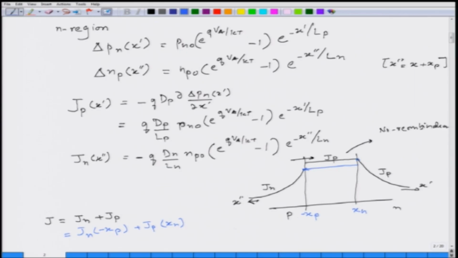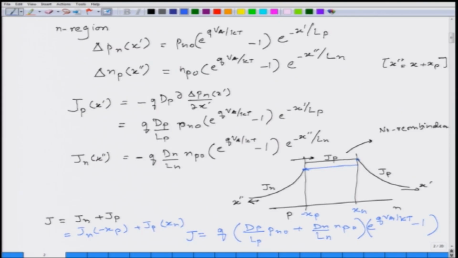If I do that, I will get an expression for the total current density, and the total current density expression is going to come out to be J is equal to, if I add this and put in the values, q times D p over L p, p n 0 plus D n over L n, n p 0, times exponential q V A over k T minus 1. So, this is my current density in a PN diode.